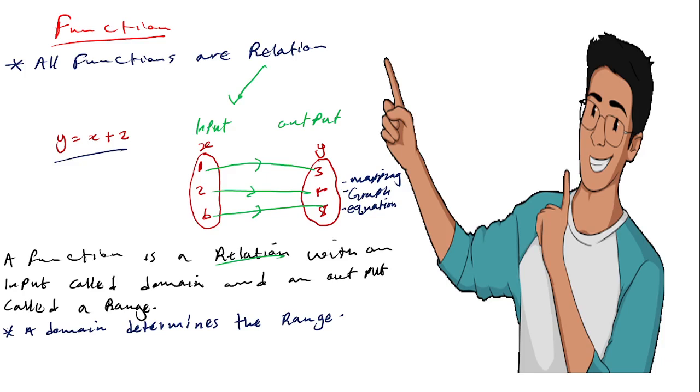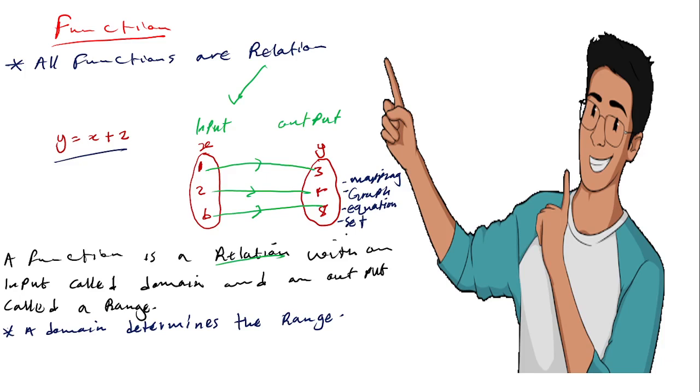Now, since this function is a relation, and a relation can be shown using those things, that simply means that a function can also be shown by mapping, by graph, by equation, and by sets. That's why it is very important for each one of you to know how to identify a function when it is shown using mapping, a graph, a set, and when it is also shown using the equation.